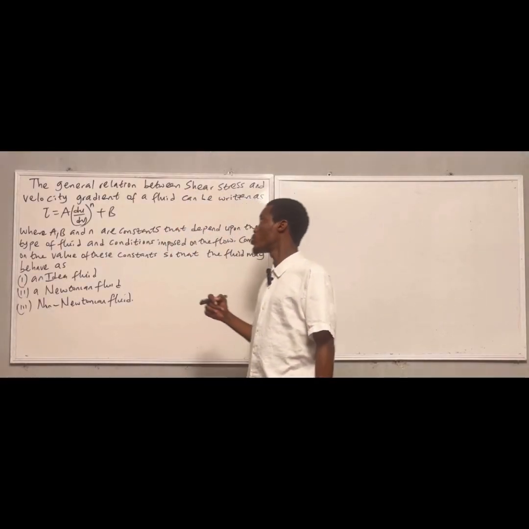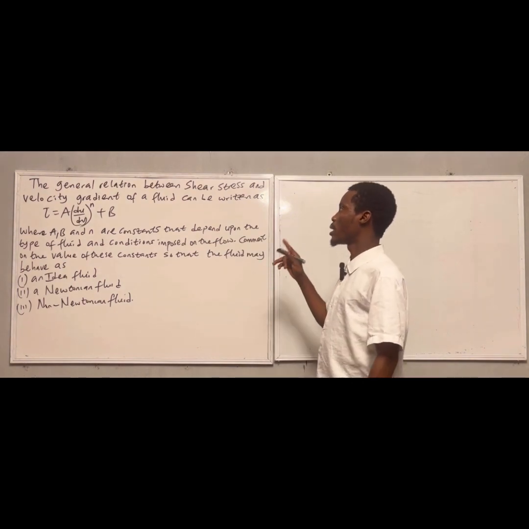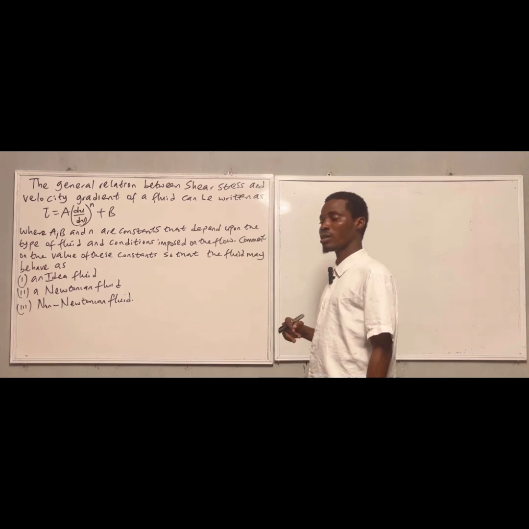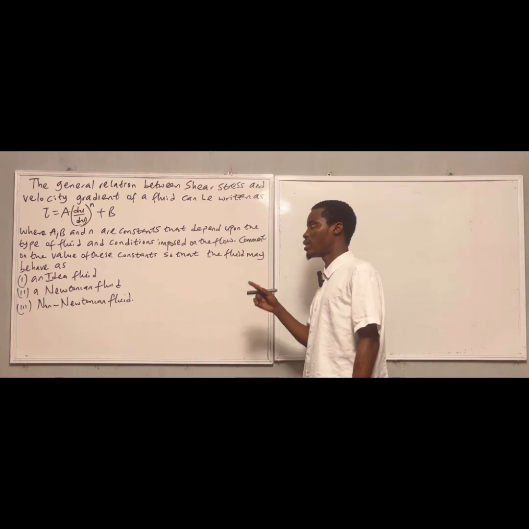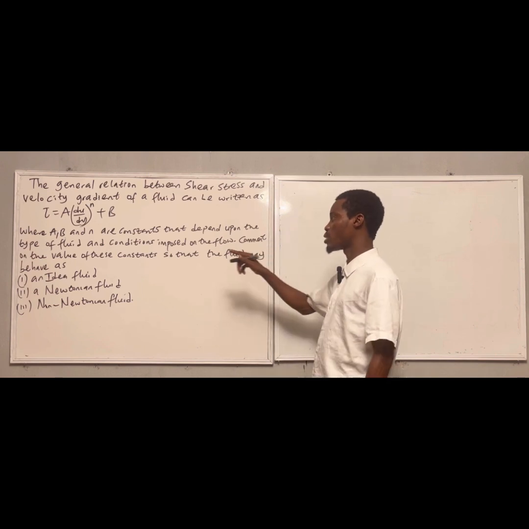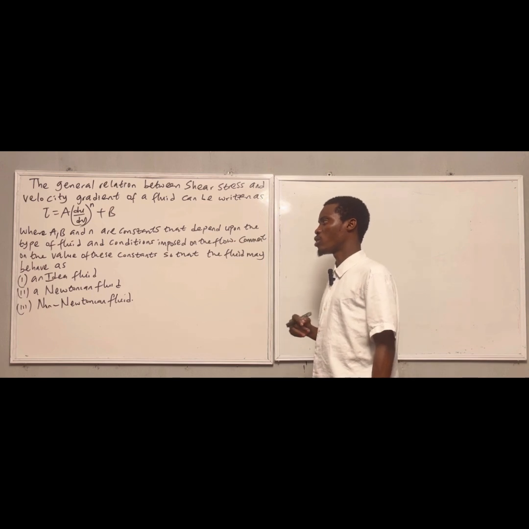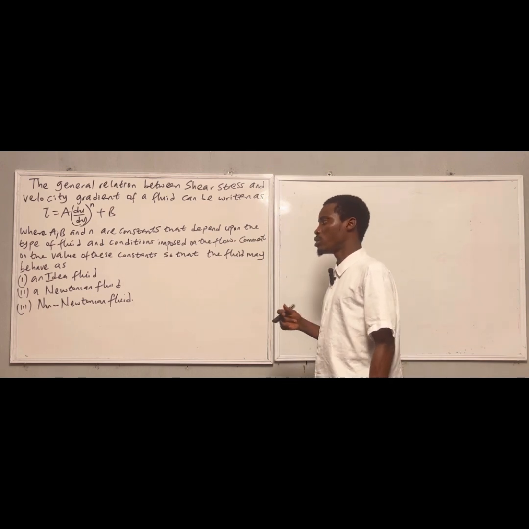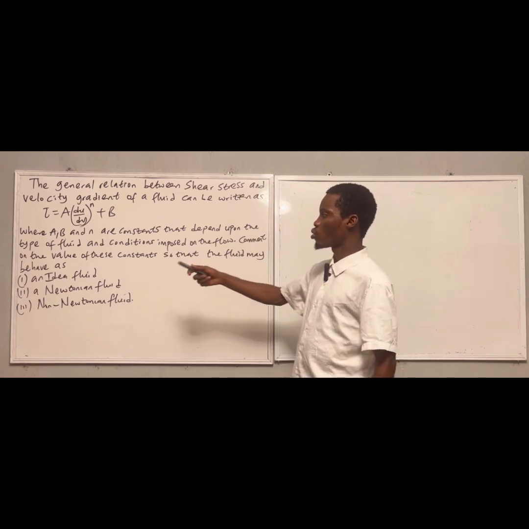The general relation between shear stress and velocity gradient of a fluid can be written as tau equals A (du/dy)^n plus b, where A, b and n are constants that depend upon the type of fluid and condition imposed on the flow. Comment on the value of these constants so that the fluid may behave as an ideal fluid, a Newtonian fluid and a non-Newtonian fluid.